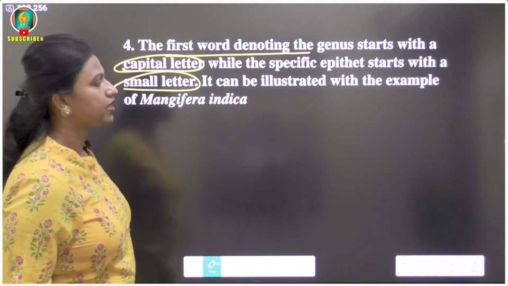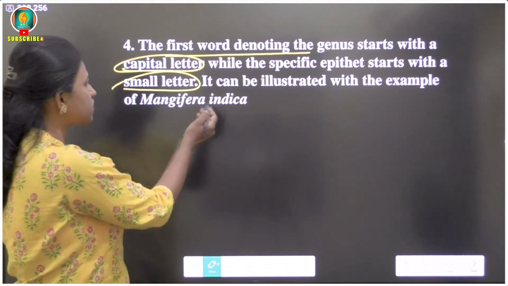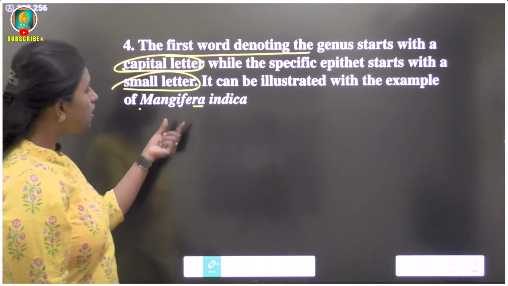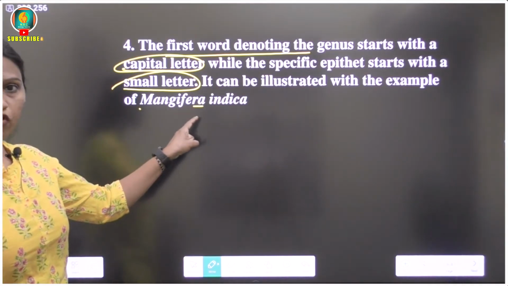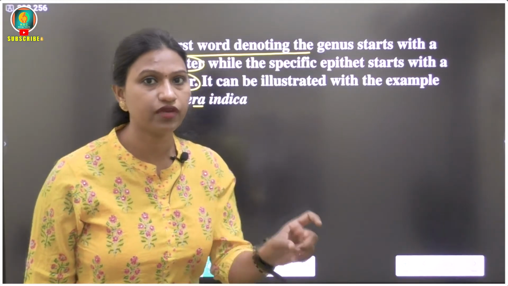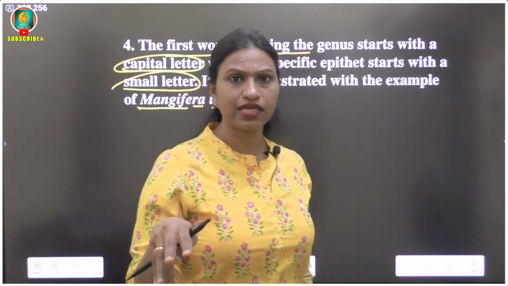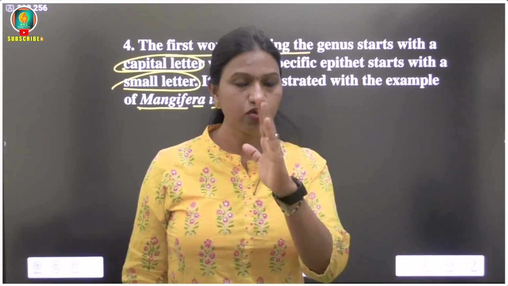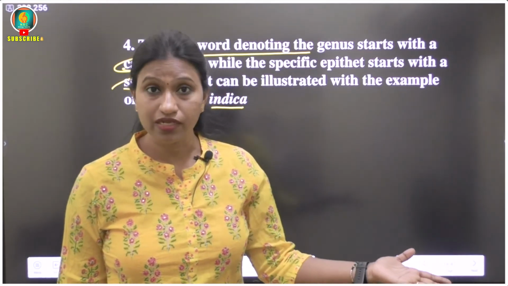We can demonstrate this by looking at this example, Mangifera indica. Here I have typed it, that's why I have mentioned it in an italics font. But if I have to write it in handwriting, it should be underlined. Even after mentioning it in italics, no need to underline. Either mention it in italics or underline it. That's it. Hope I'm very clear about this.